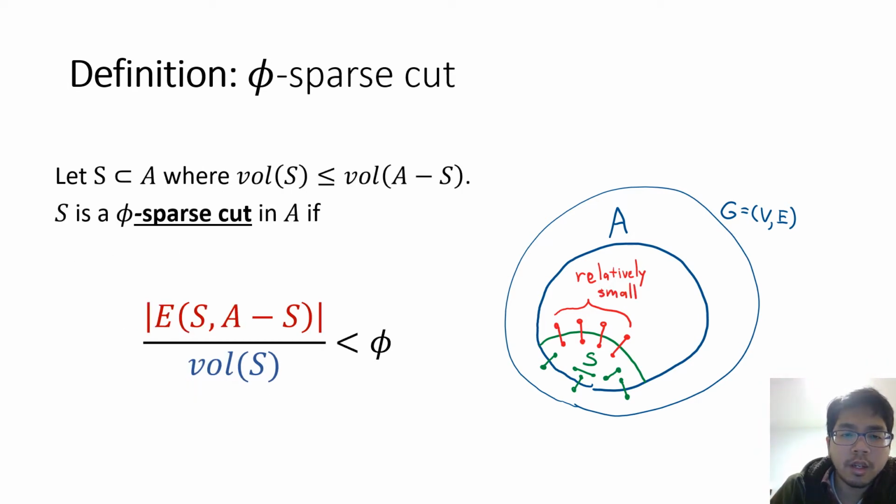And then the next definition is just the opposite. So this is phi sparse cut. So we say that this cut S is sparse if the number of edges here is relatively small compared to the volume. Okay, so you can see just by definition that A is a phi expander if and only if A does not contain a phi sparse cut.